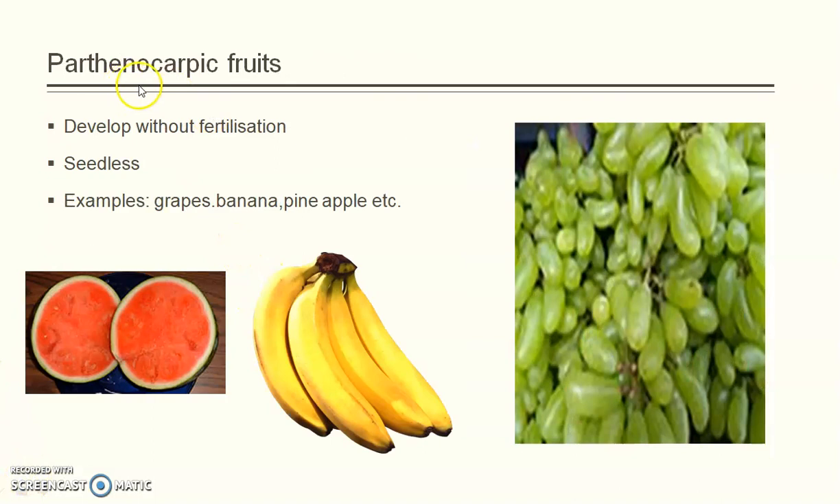And the last type of fruits are parthenocarpic fruits. So they develop without fertilization. That is, they are seedless varieties. Examples, watermelon, grapes, banana, pineapple, etc. So you can see the seedless watermelon here. And these are the parthenocarpic fruits. And there are also geocarpic fruits. Do you know what geocarpic fruits are? The fruits which are underground. Example, Arachis, groundnut. They are called geocarpic fruits.